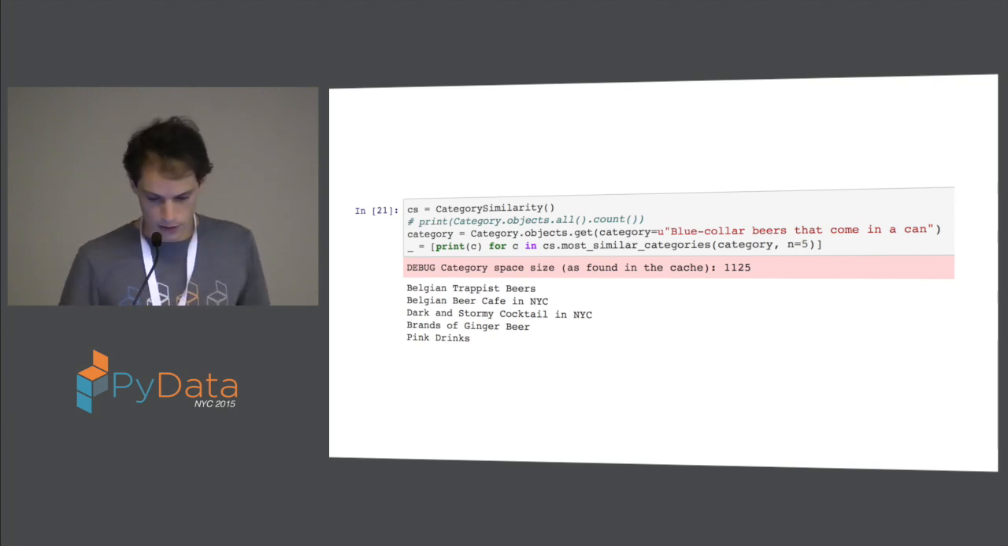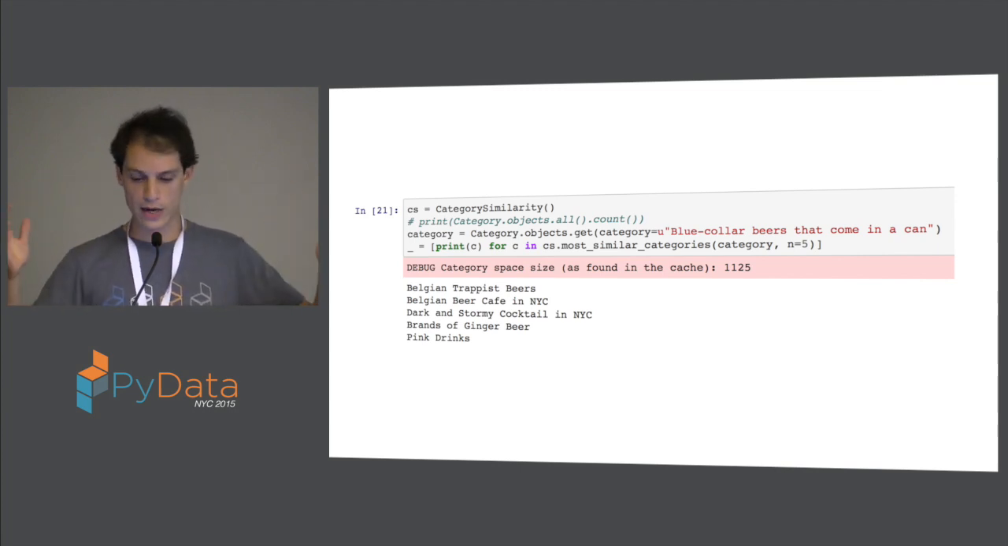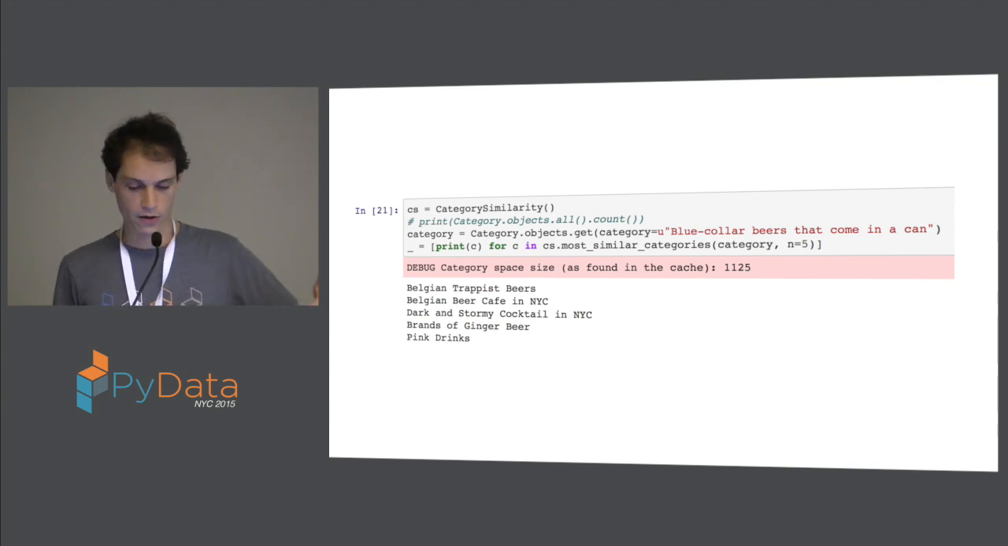What is very interesting is, dark and stormy cocktails in NYC is semantically somewhat related to blue-collar beers because it's about drinks. But as you can see, none of the words are the same, right? So that's one of the good features, that it really finds synonyms and more.